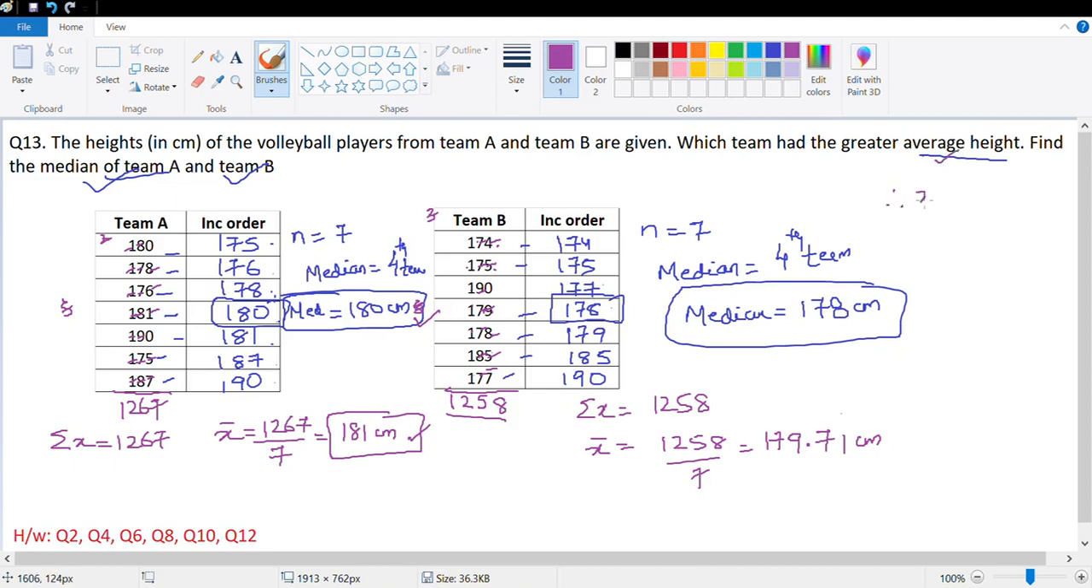Therefore, mean height of A is more than mean height of B, since 181 centimeter is more than 179.71 centimeter. Perfect. That brings me to an end of this exercise.